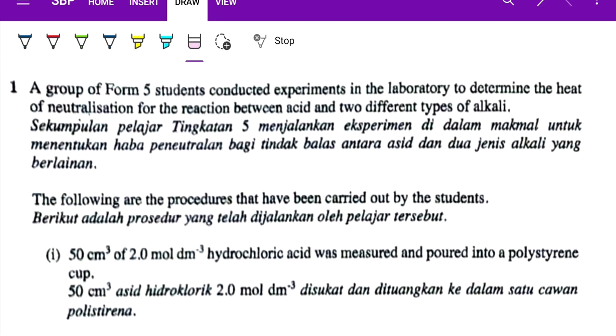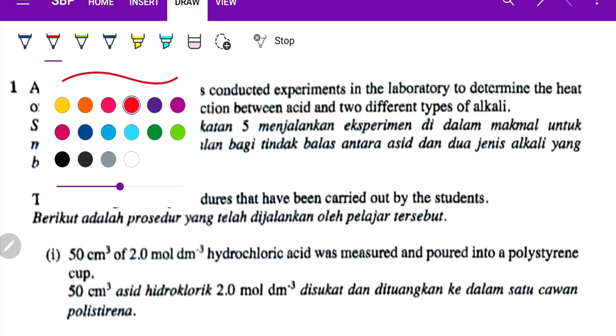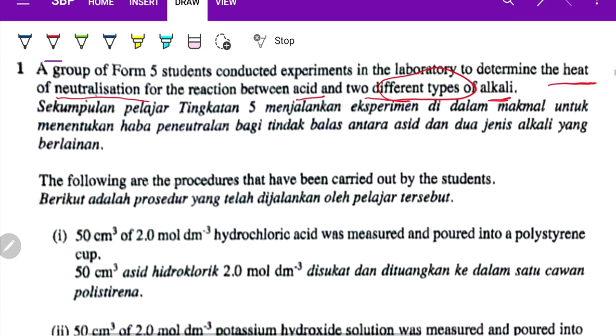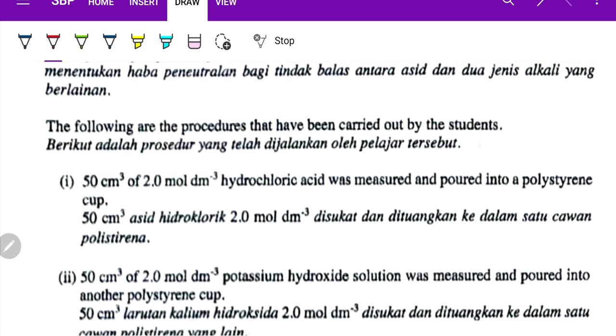A group of students conducted an experiment in the lab to determine the heat of neutralization for the reaction between the acid and two different types of alkali. The following are the procedures that have been carried out by the students.